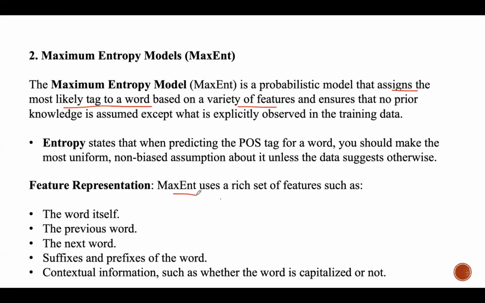Maximum entropy uses a set of features like the word itself, previous word, next word, suffixes and prefixes of the word, or contextual information. So by using all these things, the most likely tag will be given to a word.